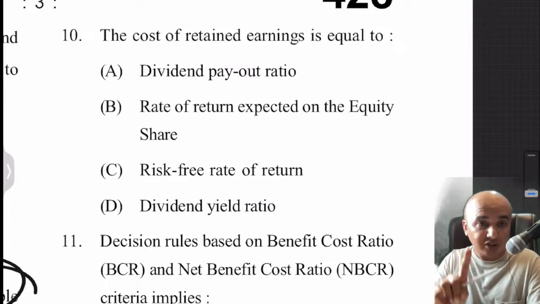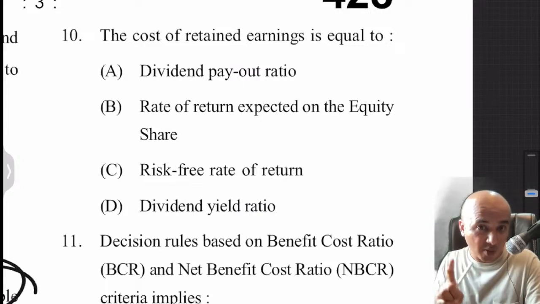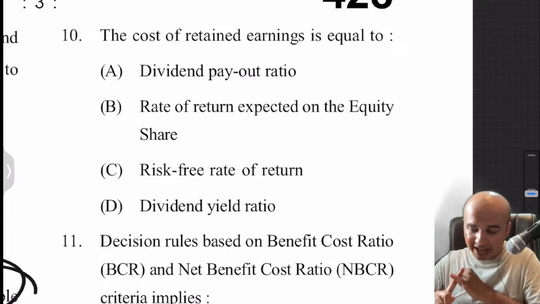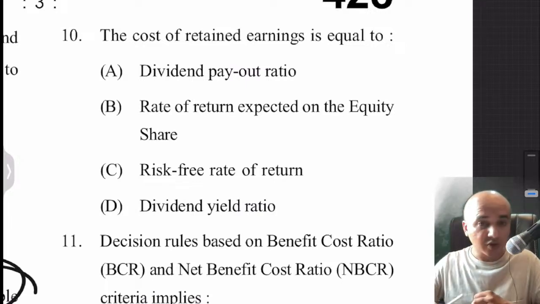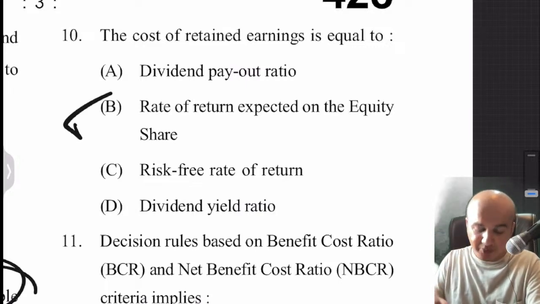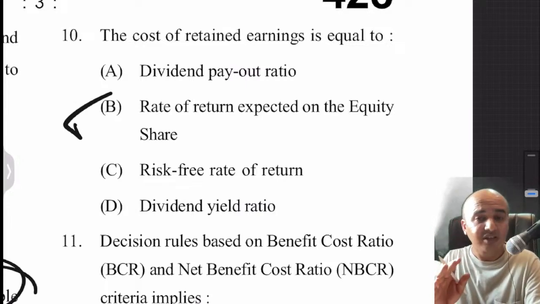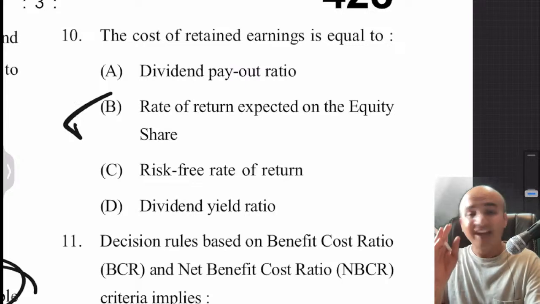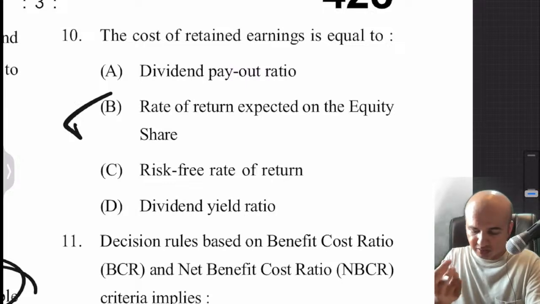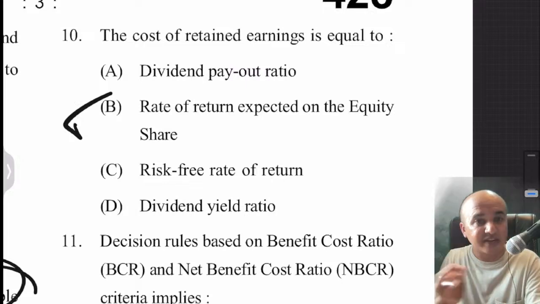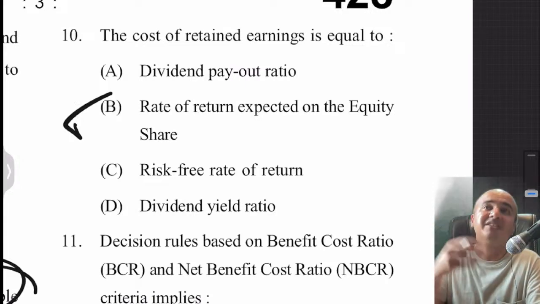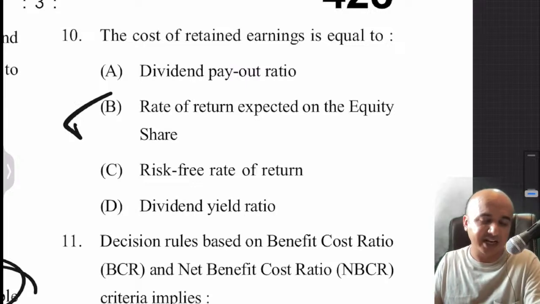So therefore, the cost of retained earnings is in fact an important component in calculating the overall cost of equity of a company. We cannot ignore this. Just like we calculate cost of debt and cost of equity, we have to also consider cost of retained earnings. So in this case, option B is in fact the right answer, because it reflects the return that the shareholders anticipate receiving on their investment in the company's equity shares.